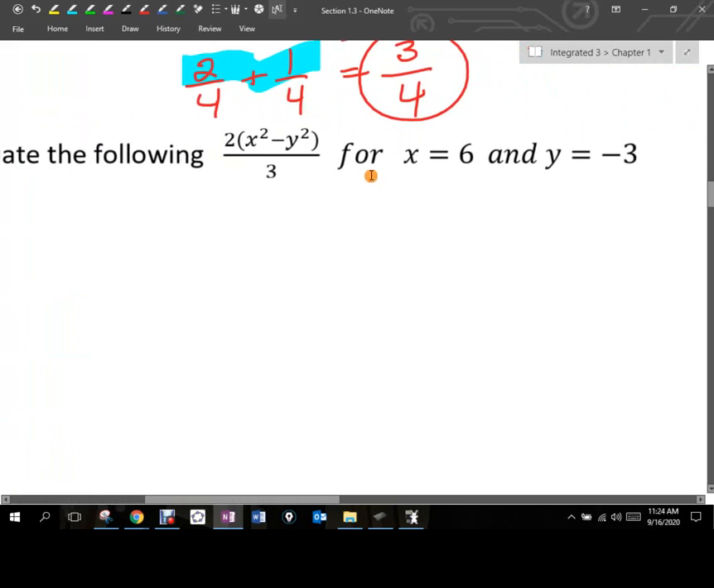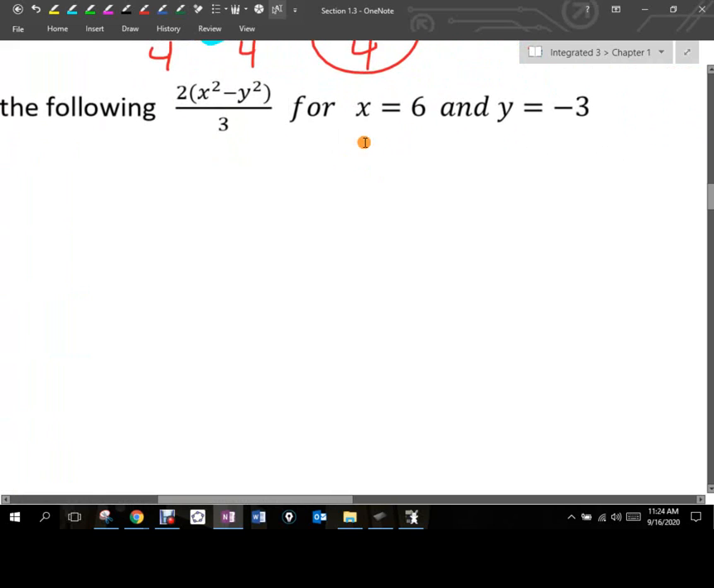Let's evaluate this. We call this a rational expression because it's a giant fraction. But we're just going to replace our parts. So we get 2, and then the x becomes 6, so it'll be 6 squared. Minus, then the y becomes... when I replace a variable, this minus here has to stay. Does that make sense?